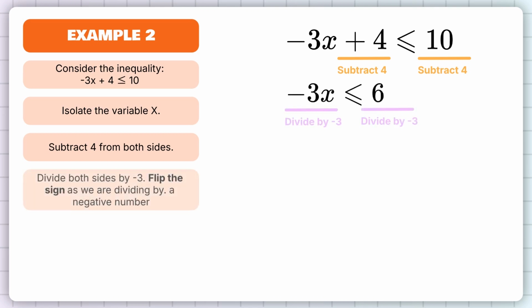Next, divide both sides by minus 3. Remember, dividing by a negative number reverses the inequality sign. So we are left with x is greater than or equal to minus 2.